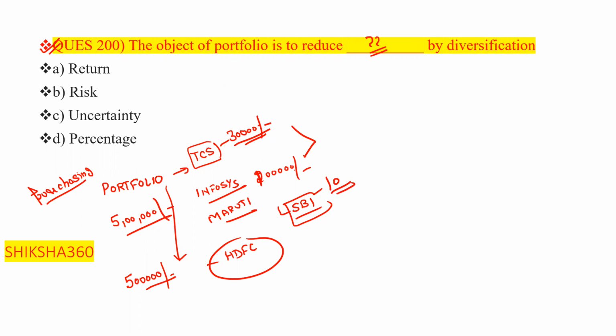We want to diversify our portfolio. If one sector goes down, our whole amount will not go down. So what we are doing here is reducing the risk. The objective of portfolio is to reduce the risk by diversification. So this one is our answer: to reduce the risk by diversification.